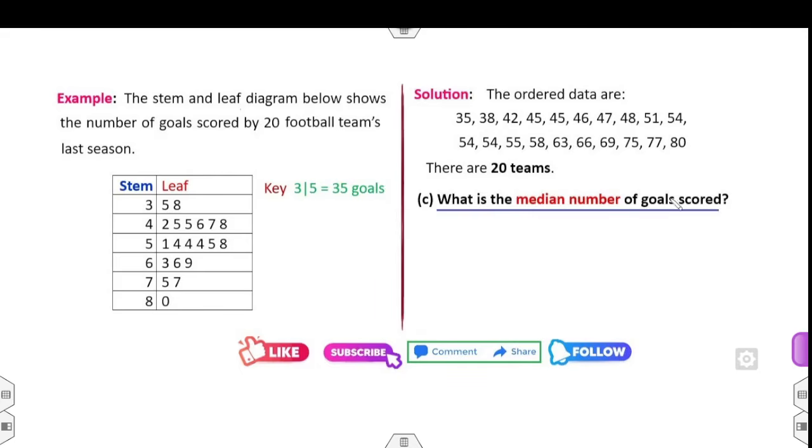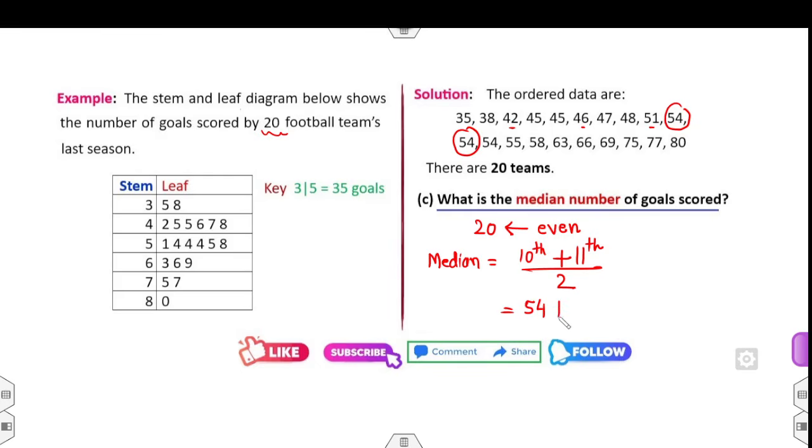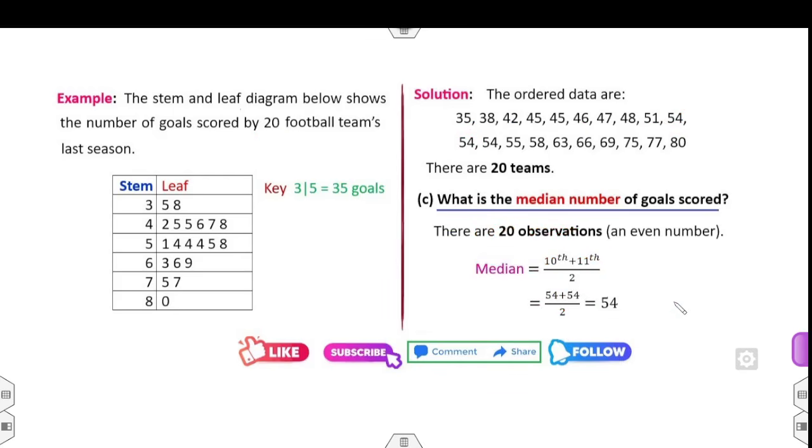What is the median number of the goals? The total numbers are my 20, which is an even number. Therefore, your median will be the n by 2, that's the 10th position, plus n by 2 plus 1, the 10th and the 11th position. So what is the 10th position? 3, 6, 9, 10 plus 11. So 54 plus 54 divided by 2. Again, 54 is the median number of the goals obtained for this football match.